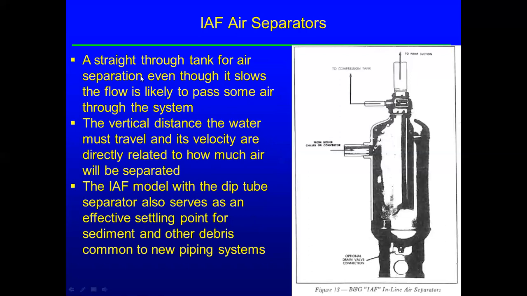A straight through tank for air separation. Even though it slows the flow, it is likely to pass some air, so these are not the best way to do it. The vertical distance the water must travel and its velocity are directly related to how much air will be separated. The IAF model with dip tube separator also serves as an effective settling point for sediment and debris. So particulates and a little bit of crud that flows in here, if the velocity is low enough through this thing, can settle to the bottom, and then we can occasionally purge this thing and remove that.